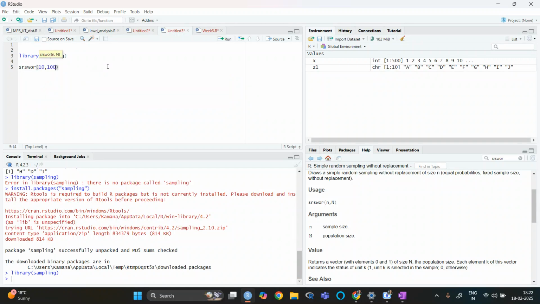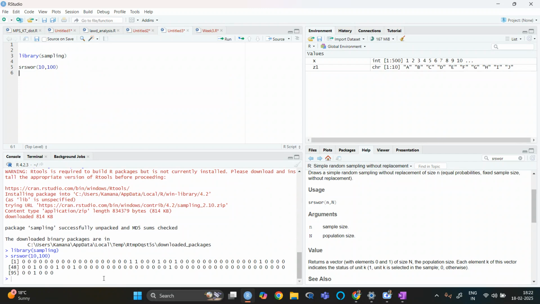If I write 10, 100, then it gives this. 0 means the value is not chosen, and 1 means the value is chosen at that place. So wherever there is a 1, that means that value is selected. Let me do it a bit.